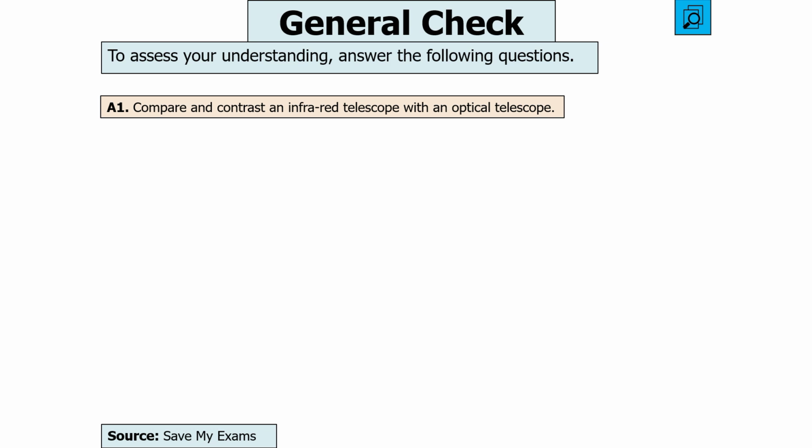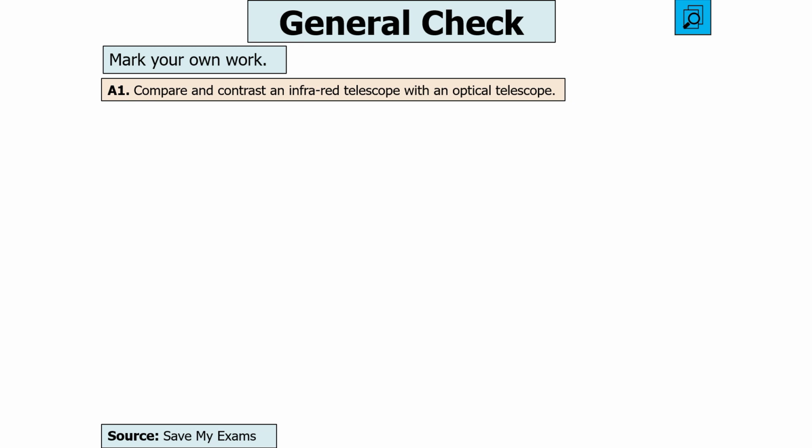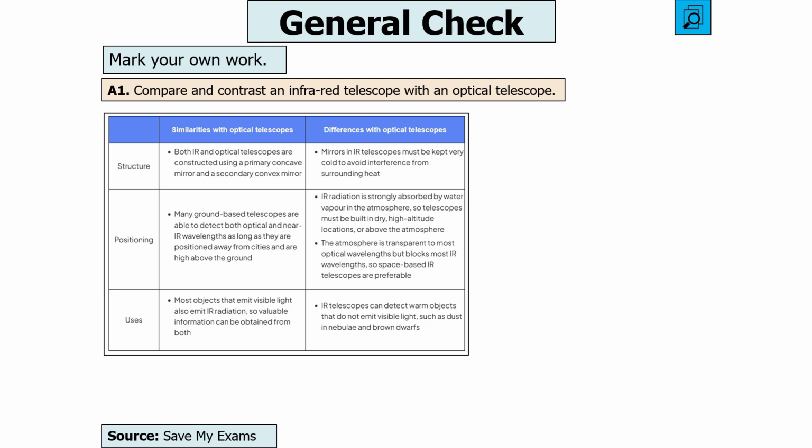So pause the video now, then unpause the video when you want to go through your answer. Right, so in this one, what are we looking for with our optical and our infrared? In terms of similarities, both infrared and optical use a primary concave mirror and a secondary convex mirror.